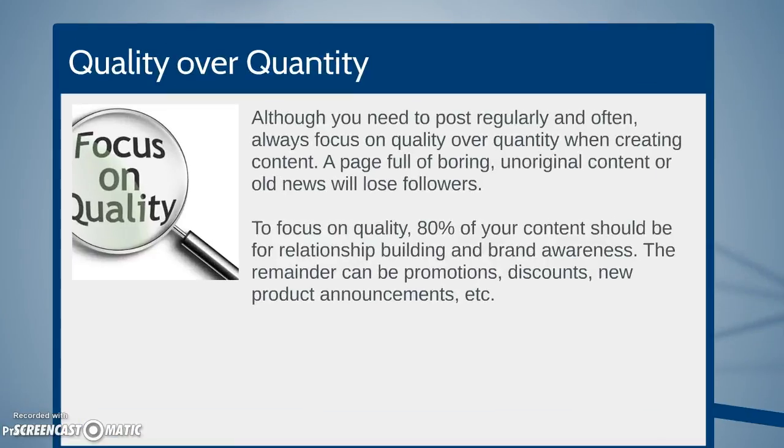Quality over quantity. Although you need to post regularly and often, you always want to focus on quality over quantity when creating content. When you post a lot of boring or unoriginal content or things that are not relevant anymore, your followers will begin to notice and they will begin to unfollow you. To focus on quality, 80% of your content should be for relationship building and brand awareness. The remaining 20% can be for promotions, discounts, new product announcements, etc.